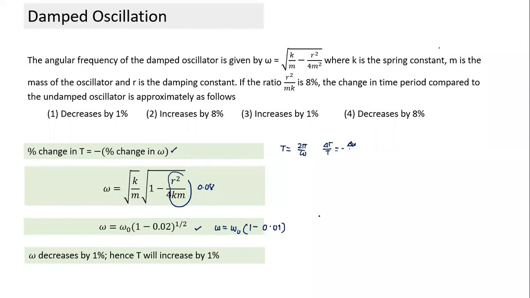So if I have to write the percentage change in omega, how do I write it? Percentage change is final value minus original value, divided by original value, into 100. From this I get the value of omega minus omega naught. Omega minus omega naught will be equal to minus 0.01 omega naught, divided by omega naught, into 100. So it decreases by 1%, hence the time period will increase by 1%.